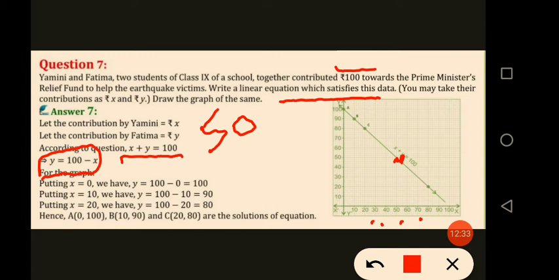Then suppose we are taking x as 30. If x is 30, then y will be 70. So it will come here. Similarly, if we take x as 70, y will be 30, and these are the 3 points we got here, and thus we draw the graph.